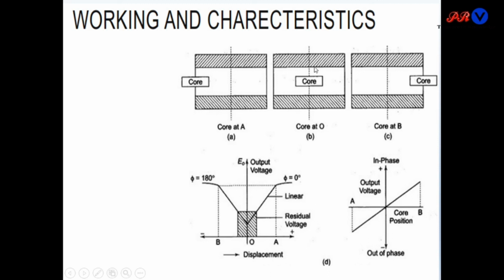Working and characteristics: core at 0, then it will provide 0 voltage. When we move it to the left side, it will provide positive voltage. When we move it to the right side, it will provide negative voltage. So in this way it will provide its characteristic curve. Here it is positive voltage, phase difference is 0. Here we are getting 180 degree phase shift with respect to input. So this is the working and characteristics of the LVDT.